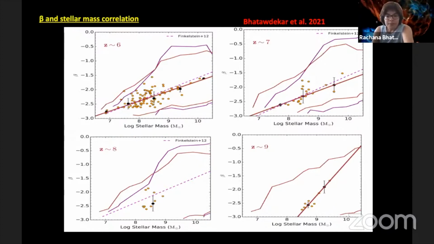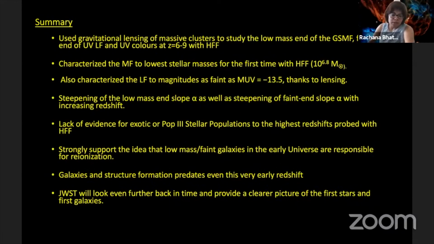But with that note, I'll summarize my talk by saying that we have been able to characterize the mass function to very low masses for the first time in Frontier Fields. And we have also been able to characterize the luminosity function to magnitudes as faint as minus 13.5. Then we have also observed an apparent steepening of the faint-end slope as well as the low-mass-end slope with increasing redshift.